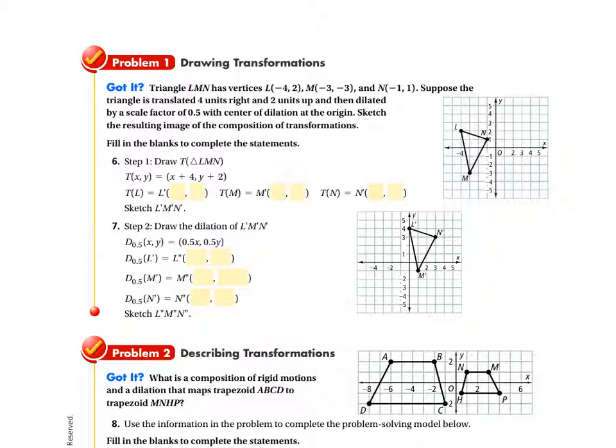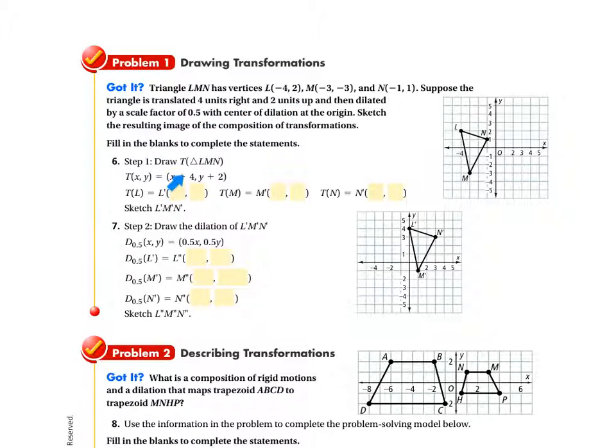You're going to sketch the resulting image of the composition of transformations. So let's go ahead. We have to look at our translated figure first before we can apply the dilation. So if we go ahead and translate, let's move 4 units right and 2 units up.